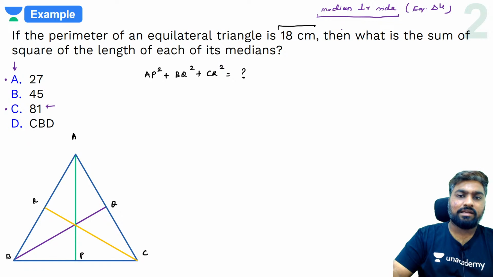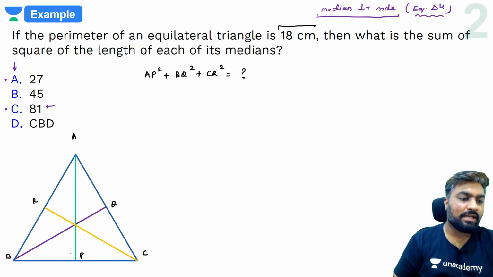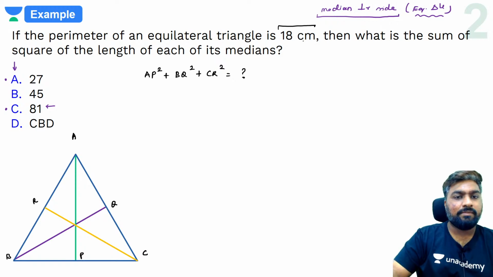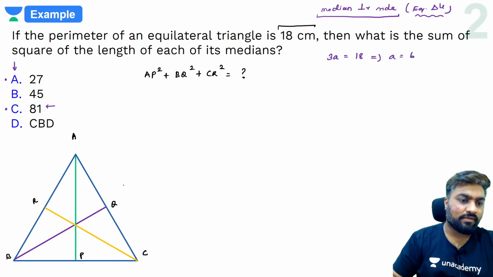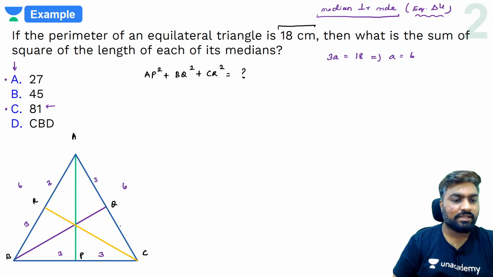So in an equilateral triangle, median is perpendicular to the side. Yes, that's okay. First things first, perimeter is 18. Since each of the sides is equal, 3A is 18. What do you know? Each side is 6 centimeters. So this is 6, this is 6, this is 6. So if AP is the median, then this will become 3, this will become 3, and so on for each half side.